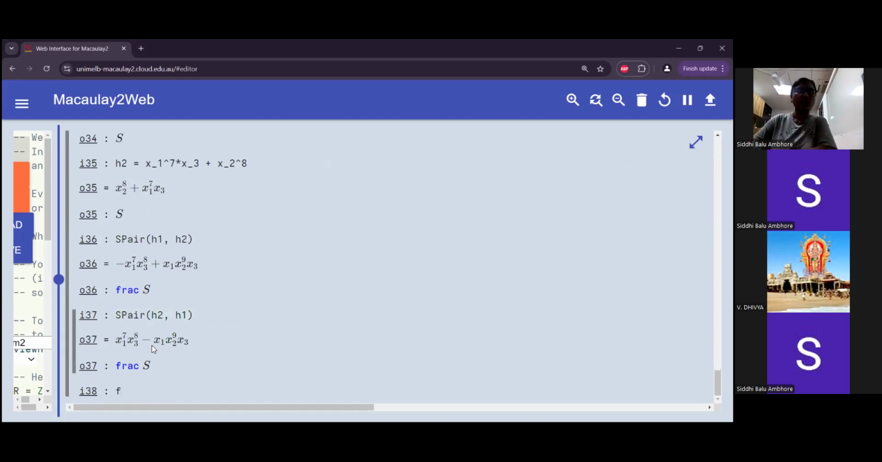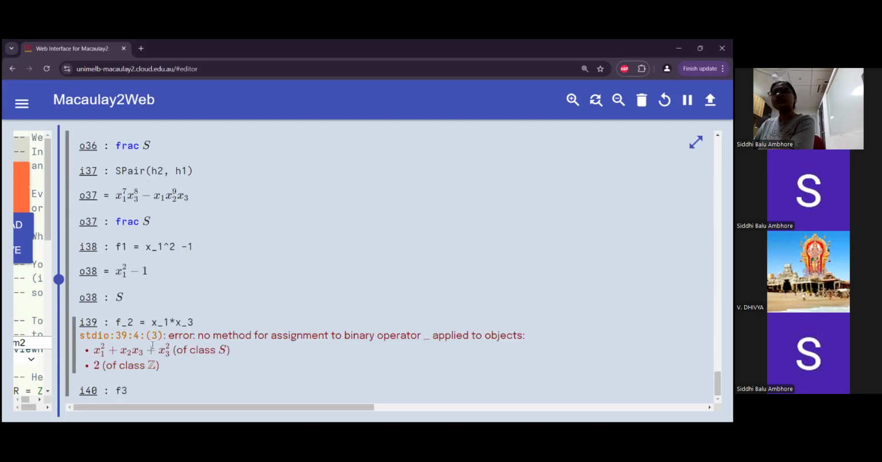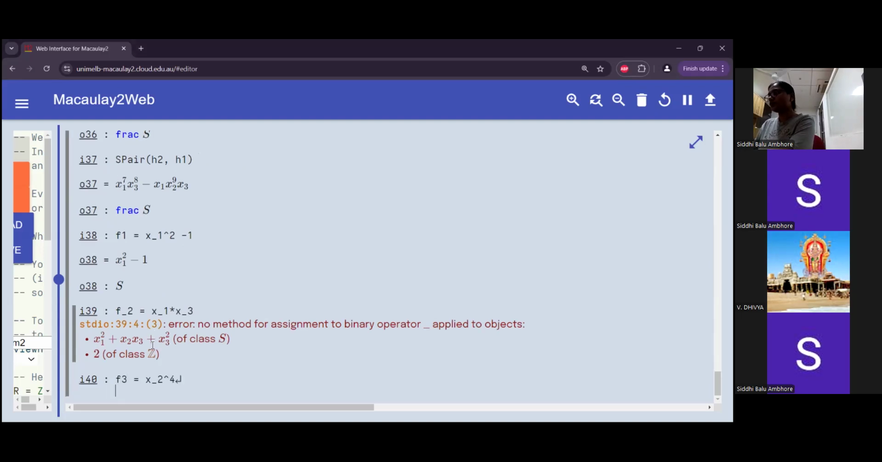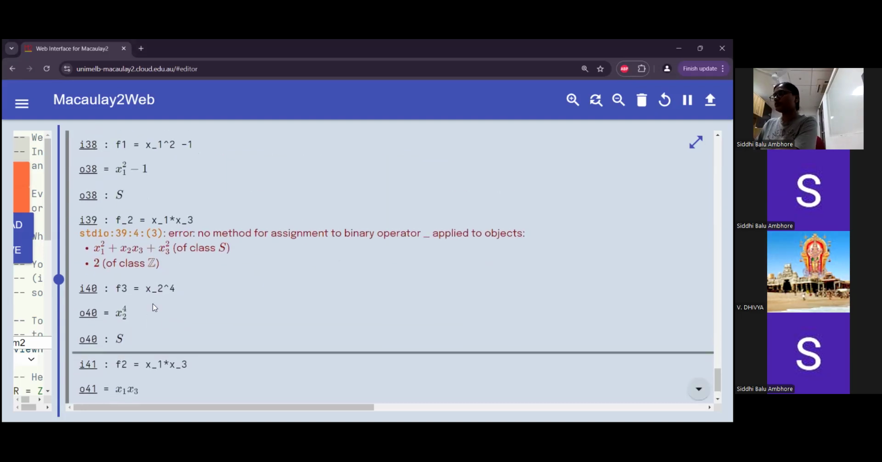So now let me define. This is now a polynomial ring in, again, 3 variables. So let me define my F1 as x1 square minus 1, F2 is x1 star x3, and F3 is x2 power 4. Oh, did I make any mistake? Oh yeah, you can't use subscript. This is bad nomenclature. Okay, so F2 was this.